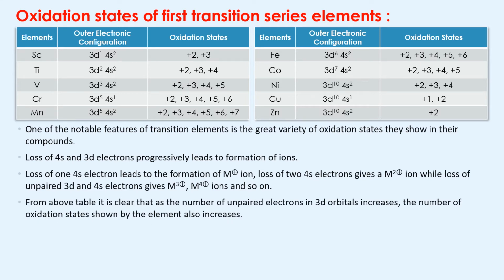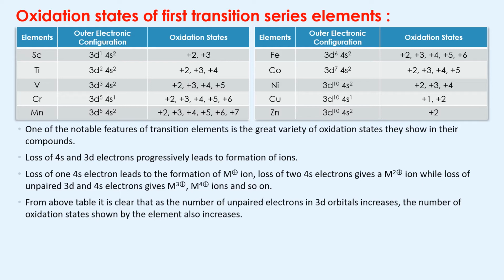So from the above table, it is clear that if you take the example of scandium, it's showing +2 and +3 valency. So how does it show +2? Because it lost 2 electrons from 4s. Similarly, it's showing +3. Why is it showing +3? Because of 2 electrons from 4s and 1 electron from the unpaired 3d. So that's why it's showing +3.